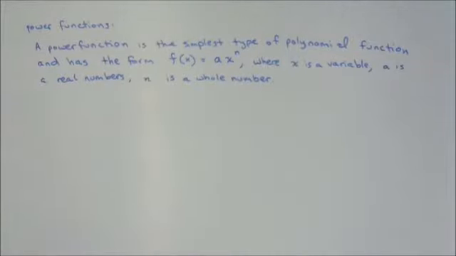All right, a power function is the simplest type of polynomial function, has the form f of x equals ax to the power of n. So you notice that it's only one term. That's the key. It's not going to have ax squared plus bx plus c. It's just going to be ax squared if it's quadratic. If it's a cubic, it's just going to have something x cubed.